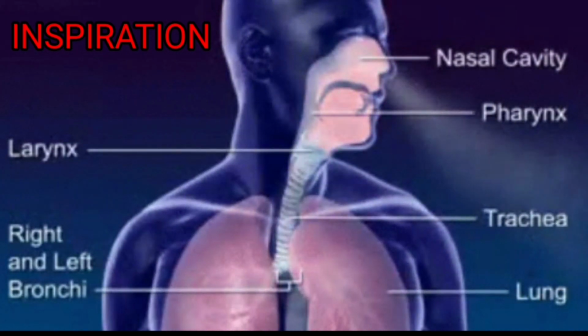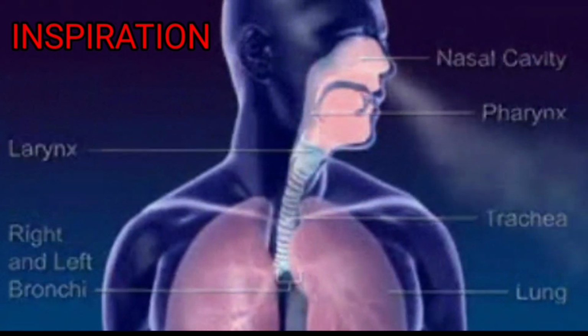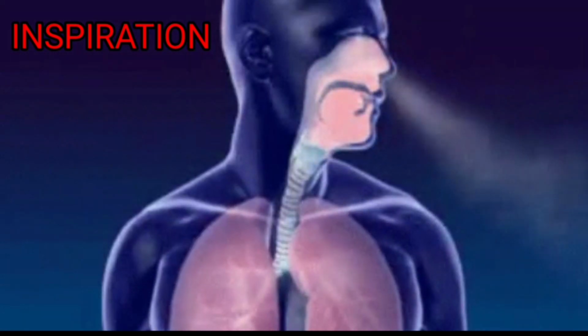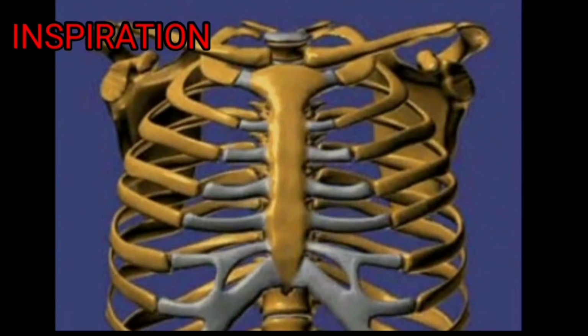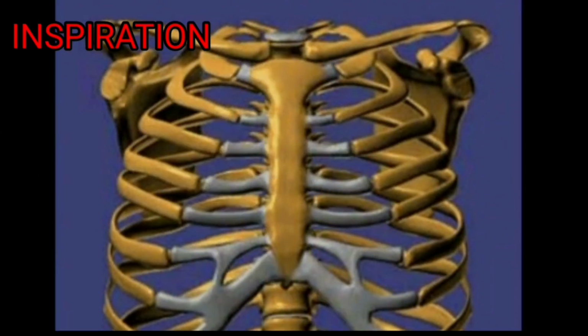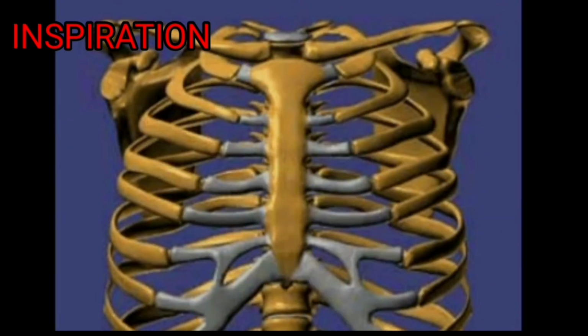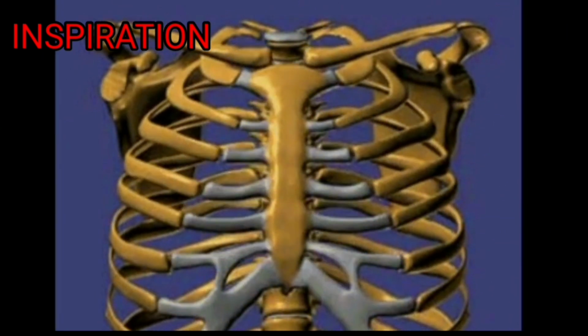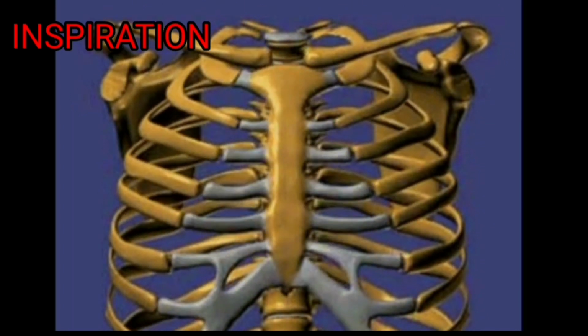Intercostal muscles contract, therefore the ribs move up and the sternum moves forward. At the same time, the diaphragm contracts and reduces its curvature. Due to the above activities, the volume of the thoracic cavity increases, and with that the volume of the lungs increases. So air enters the lungs through the nose.